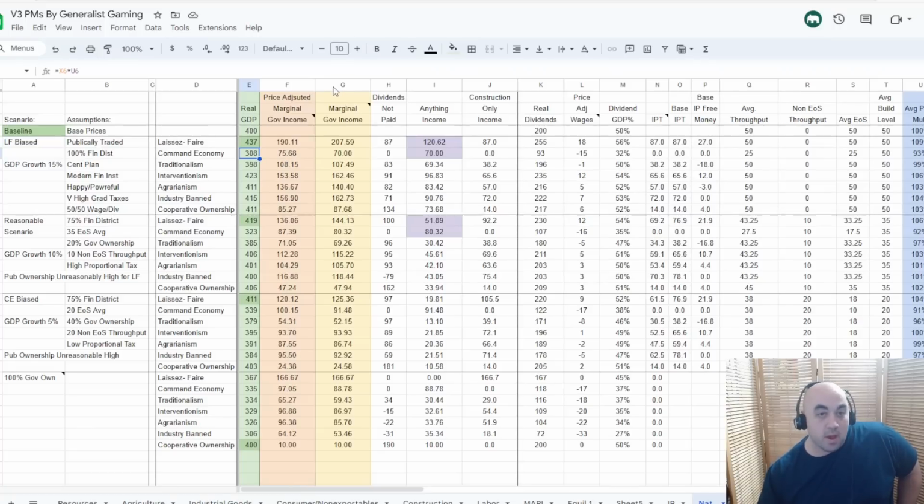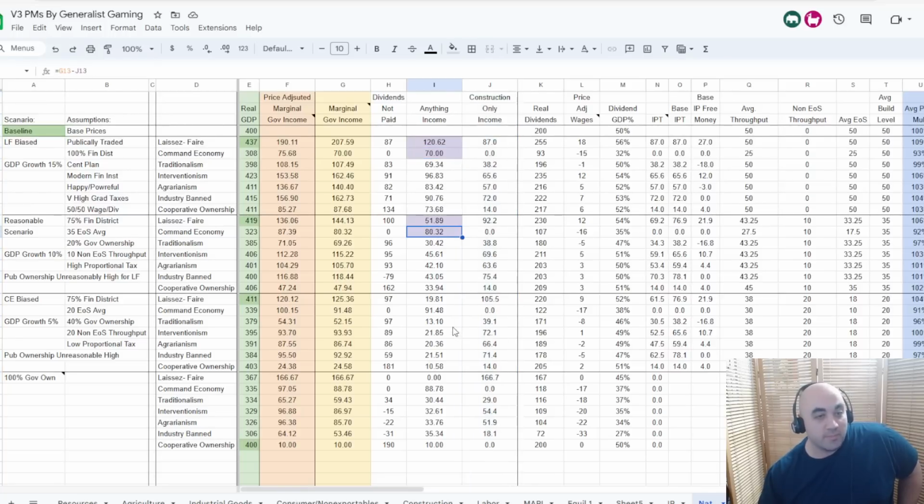Next up, we have marginal government income, which is going to be the amount of income that the government can spend. Now, this is kind of split into two different types. It is going to be split into money you can spend on anything you would like, and money that you must spend on construction. An advantage that command economy does have over the other systems is that money will always be spendable on anything.